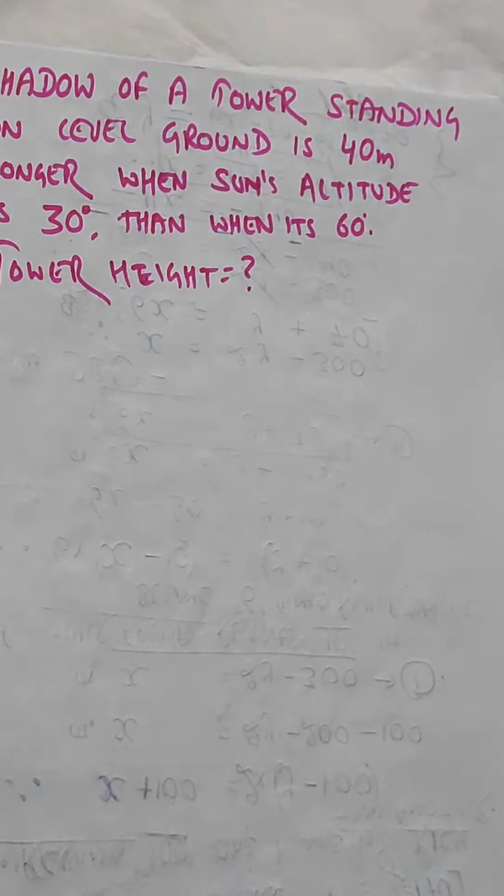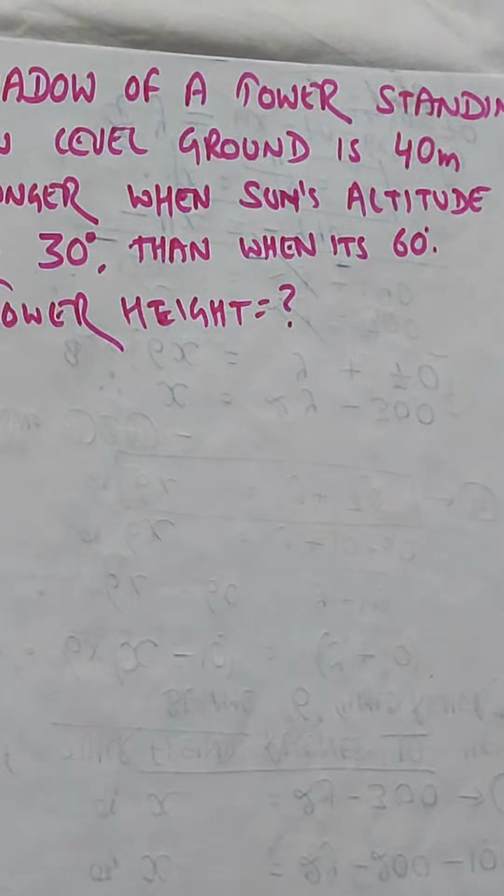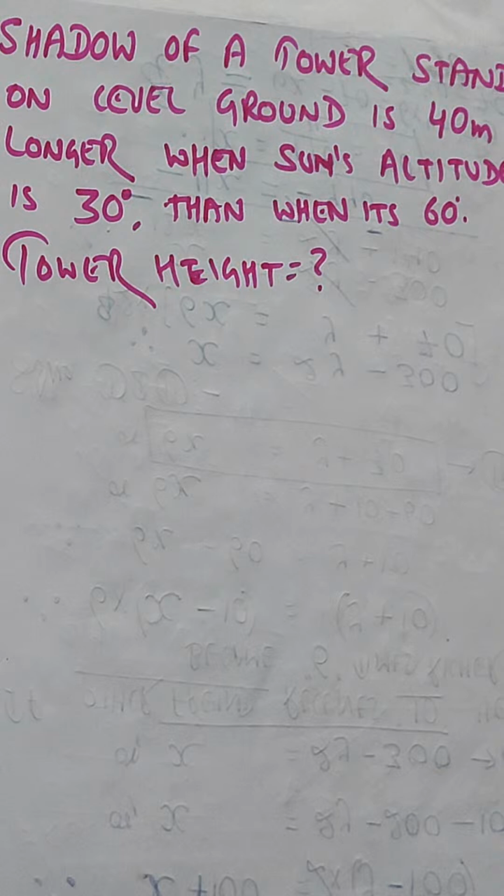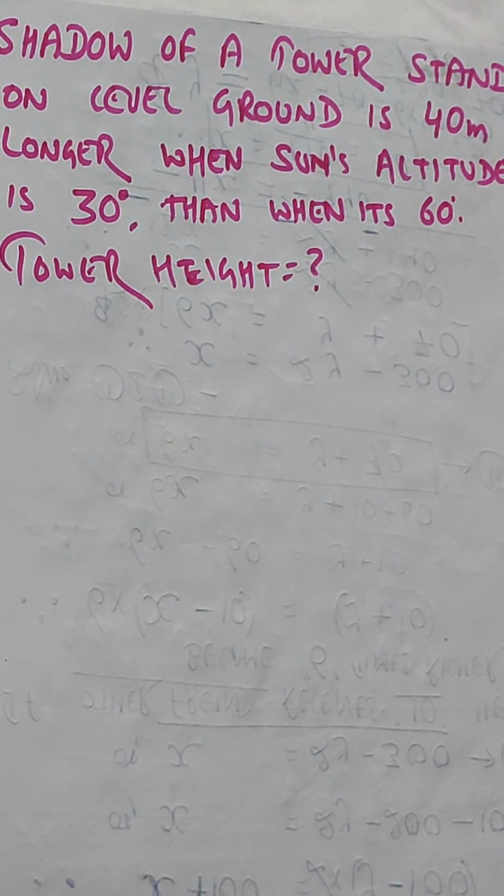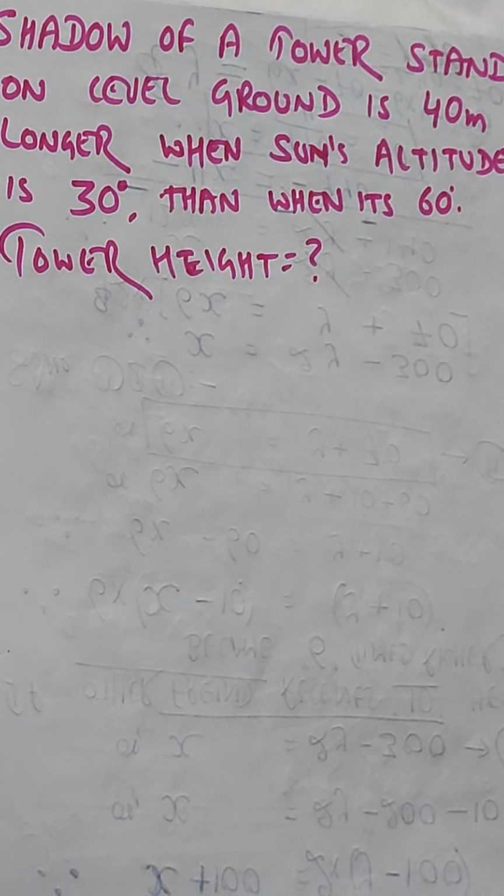Today we'll solve one question. It's a very good question about the shadow of a tower, right? The shadow of a tower standing on level ground is 40 meters longer when the sun's altitude is 30 degrees than when it's 60 degrees. Then we need to find the tower height, right?